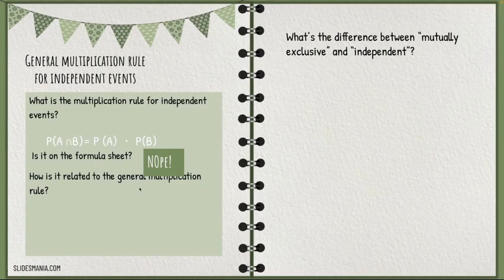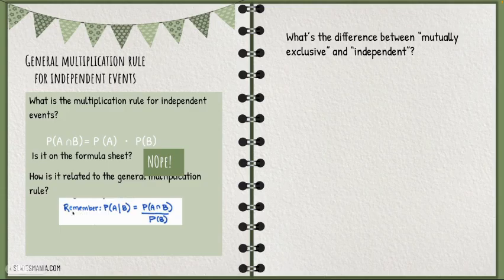Okay, so how is it related to the general multiplication rule? Remember this: probability A given B is probability A and B over probability of B. And probability A intersect B is probability B times probability A given B. So all of these formulas.